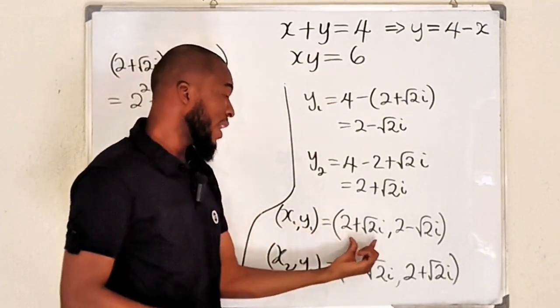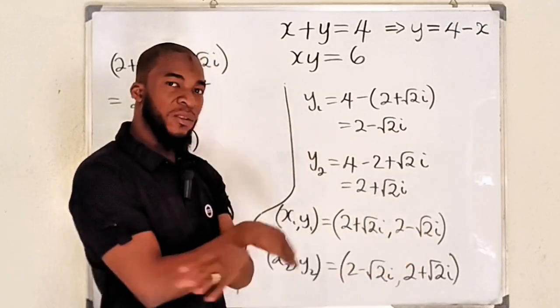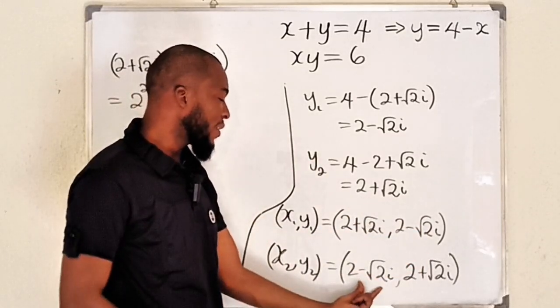So these are the two solutions. It's either x is this and y is this, or you can switch them so that x becomes this and y becomes this.